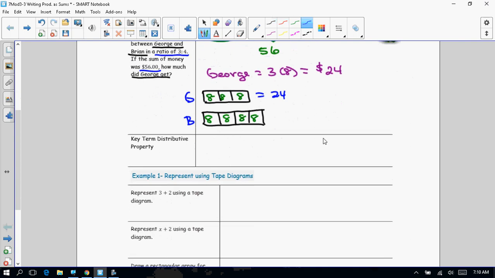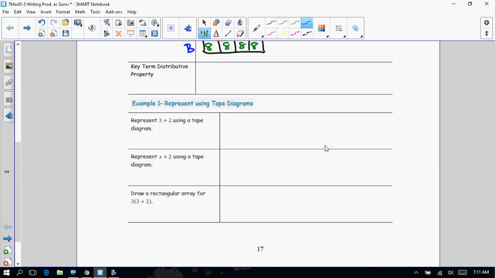Well, what we're talking about is the distributive property. We're going to learn different ways to rewrite this. All right, so example 1 here says just represent 3 plus 2 using a tape diagram. So I could do 3, 1, 2, 3, plus 2 for a grand total of 5. 3 plus 2 equals 5, and I have 5 in that whole tape diagram. You're like, yeah, I get it, piece of cake.